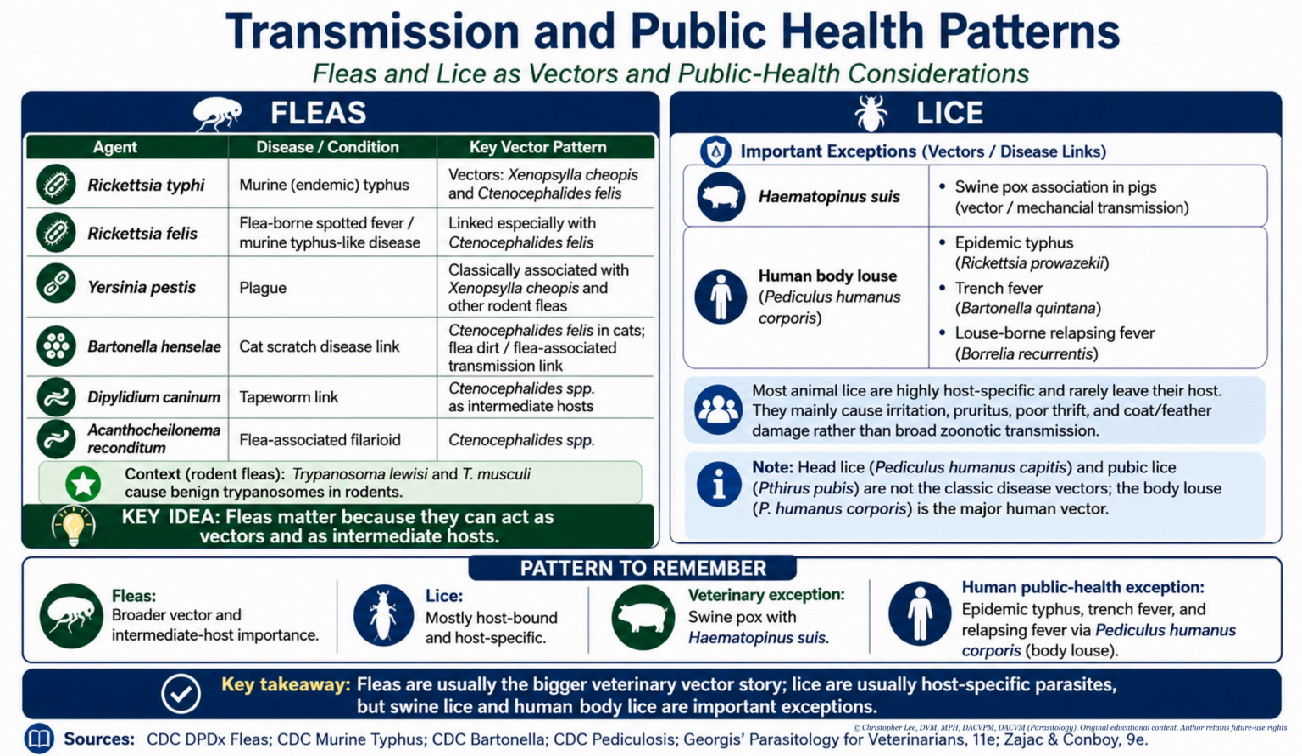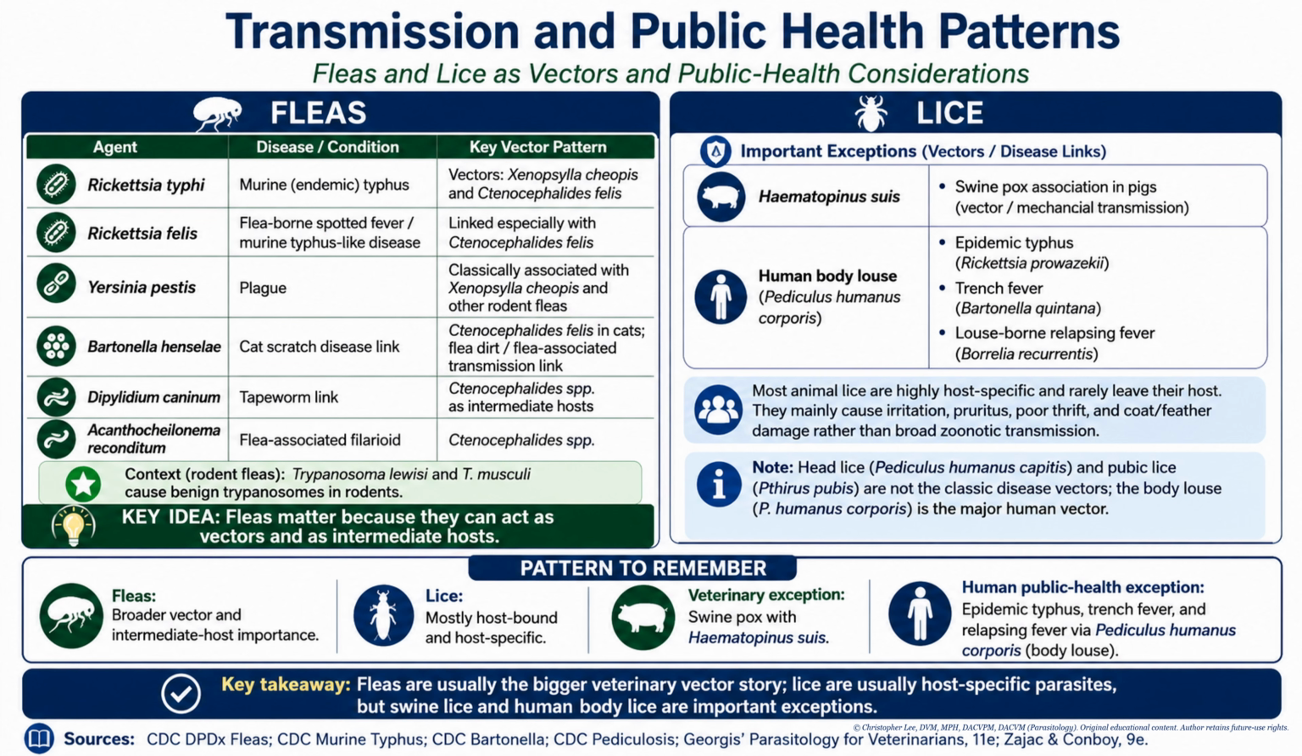Lice are usually a different story. Most animal lice are highly host-specific and mainly cause irritation, pruritus, poor thrift, coat damage, feather damage, or anemia. But there are important exceptions. In pigs, Haematopinus suis is associated with swinepox transmission. In humans, the body louse, Pediculus humanus corporis, is the major disease vector louse linked to epidemic typhus, trench fever, and louse-borne relapsing fever. Historical note: trench fever even brushed against literature.